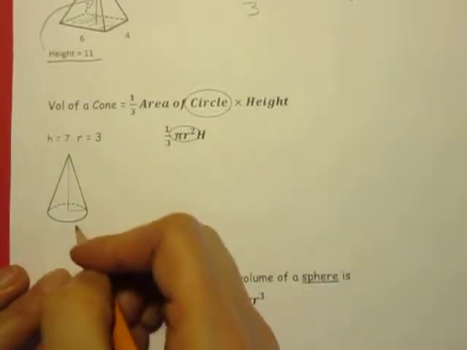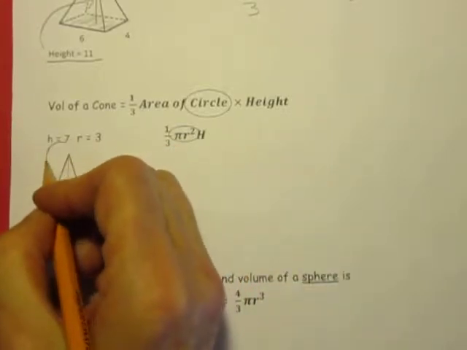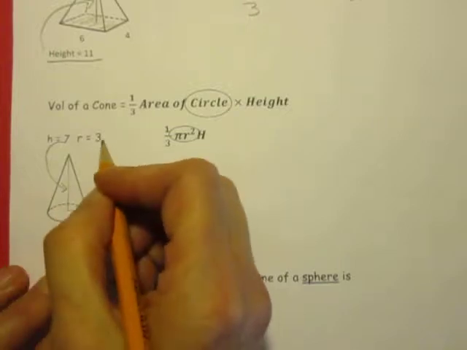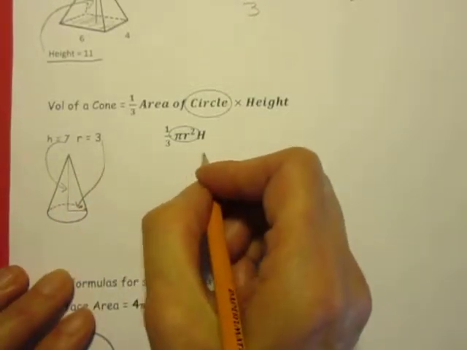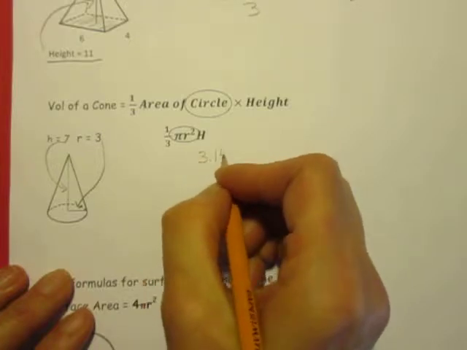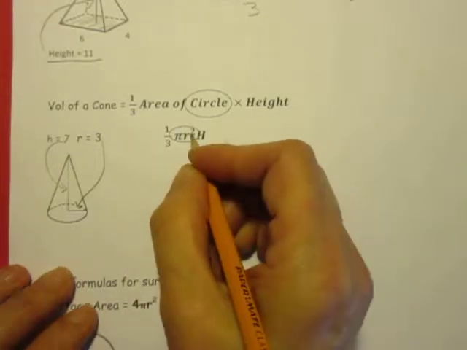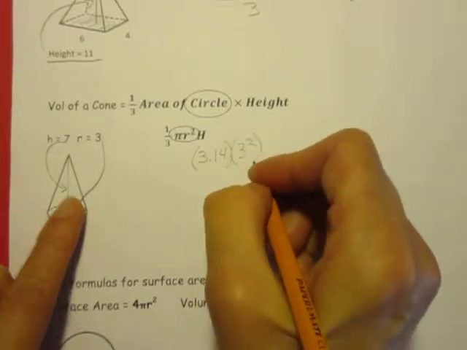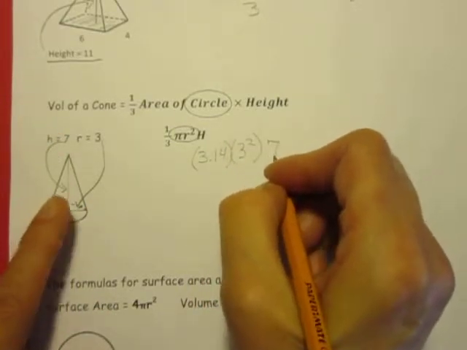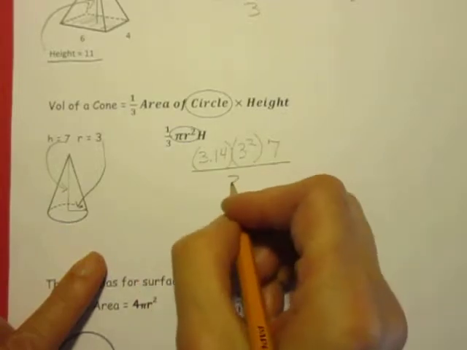So in this case, looking at this, I can see that my height is equal to 7, and I know that my radius is equal to 3. So I can plug all that in. I'm going to use 3.14 times the radius squared, which we said was 3 squared, times the height of this whole thing, which is 7. And then the last thing I'm going to do is divide by 3.